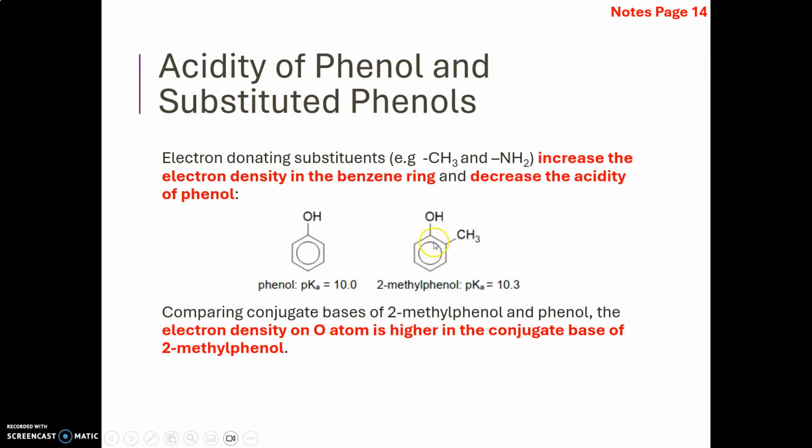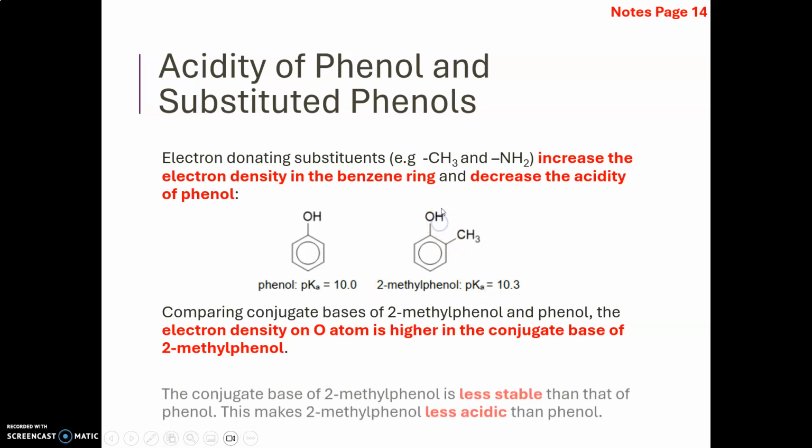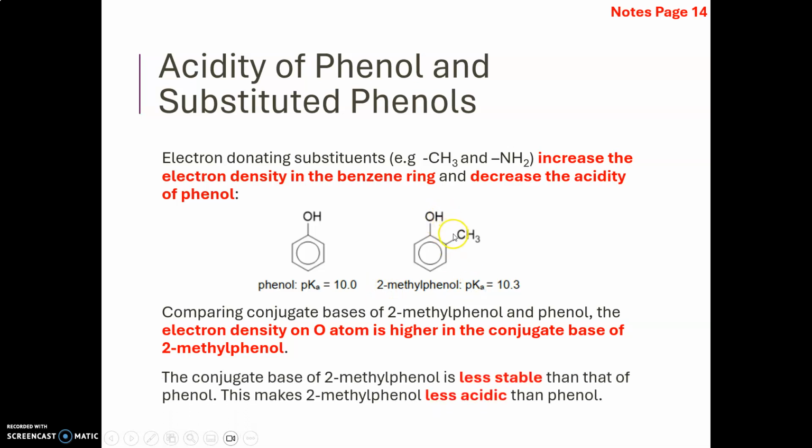So we mentioned just now that there's overlap between the p orbital on the O atom in the phenoxide ion with the pi electron cloud in the benzene ring. So it means that when your benzene ring is more electron rich, correspondingly in your phenoxide ion, the O atom will have a higher electron density. And this increase in electron density in the conjugate base of 2-methylphenol makes the conjugate base of 2-methylphenol less stable than phenol, and in turn it will make 2-methylphenol less acidic than phenol.